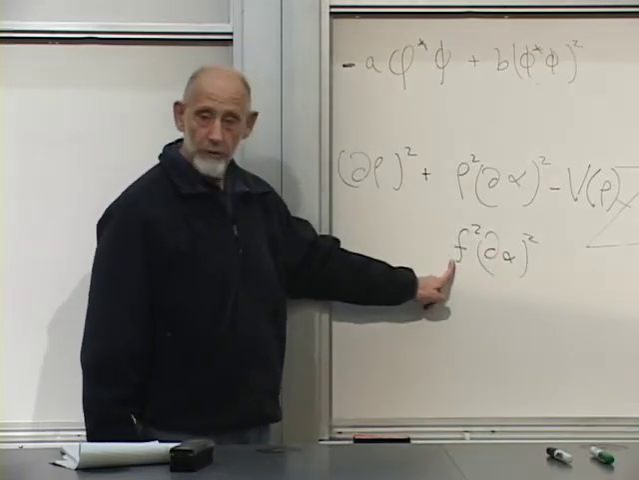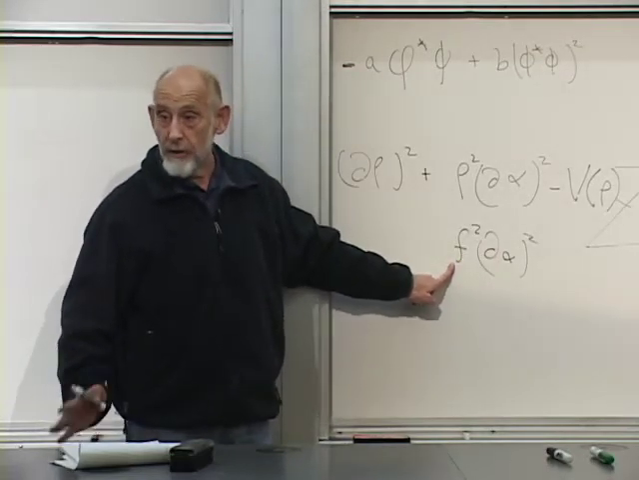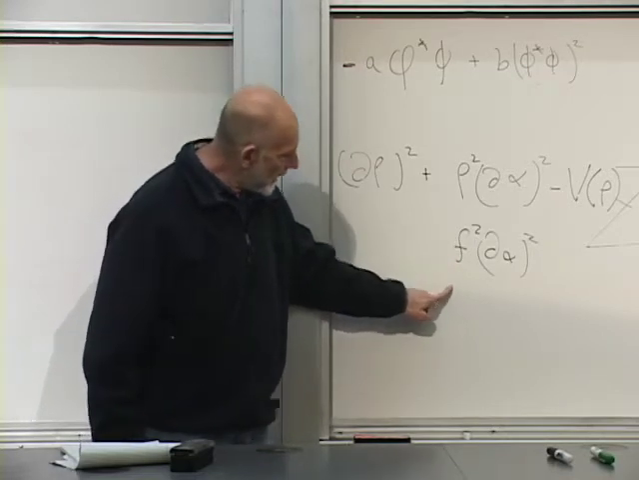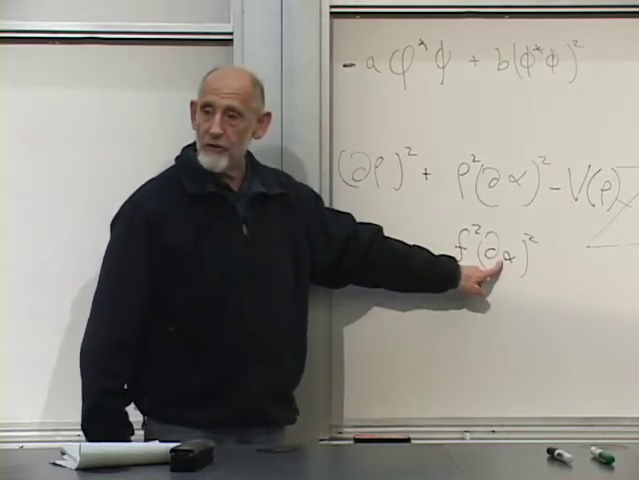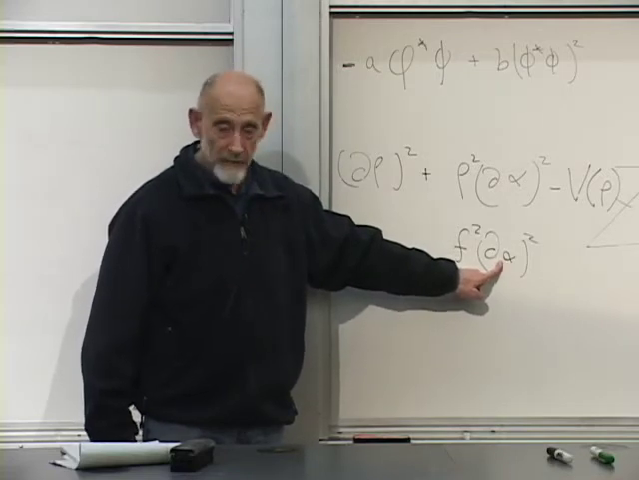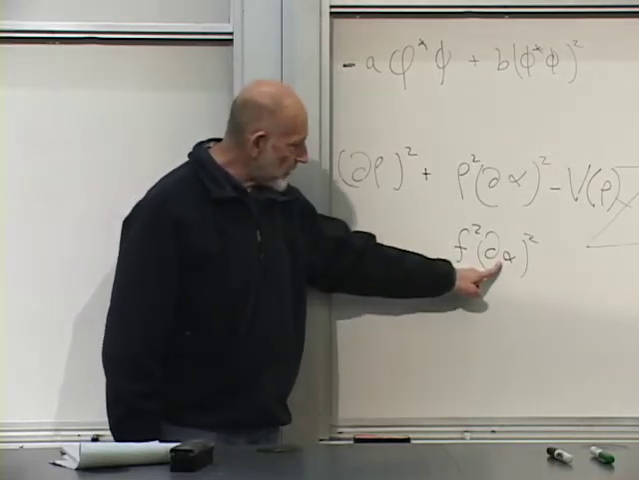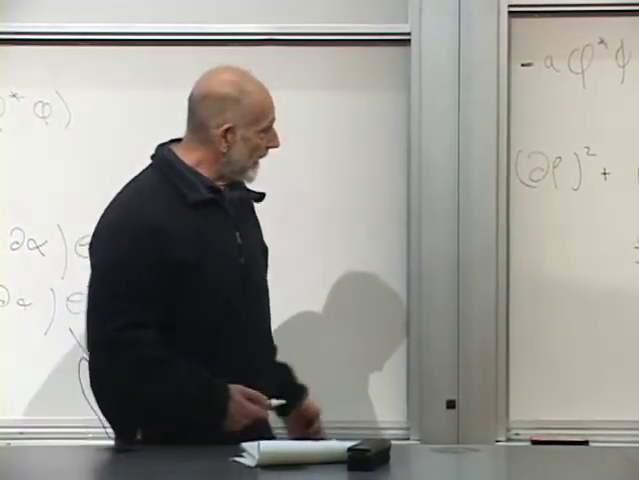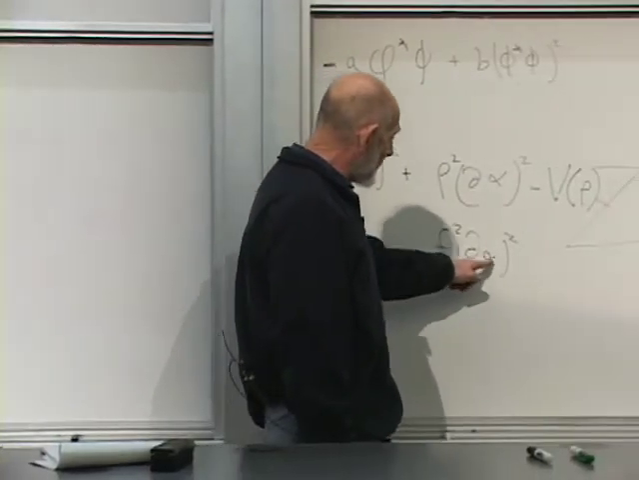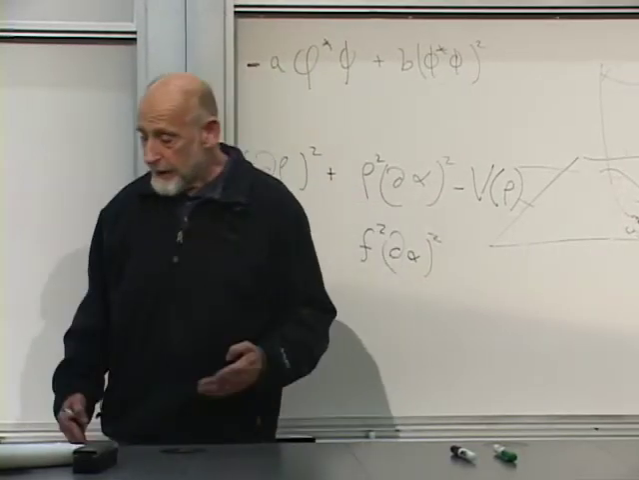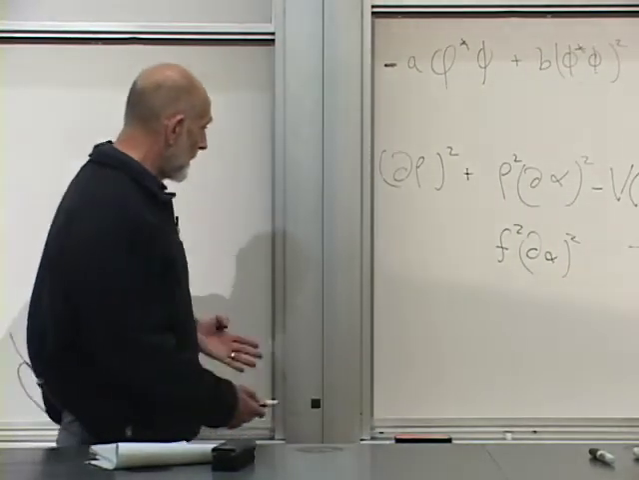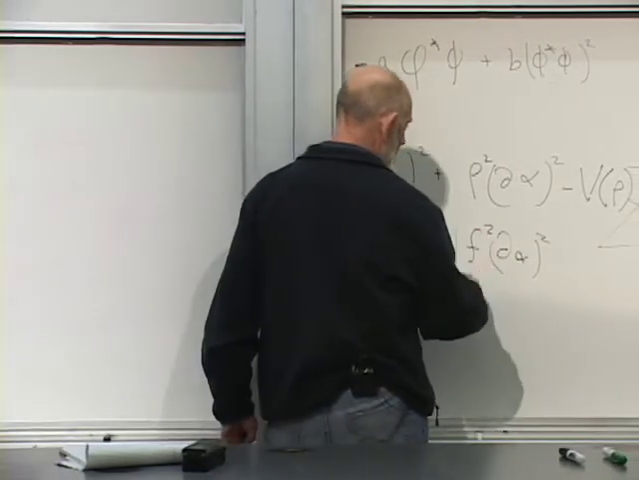What about this F? What do we do with this F? It's just a number. Remember, it's just a number. It's fixed. It doesn't vary from place to place. We can absorb it into the redefinition of alpha. We can say let F times alpha be a new field. What can we call it? We can call it beta. And this would just become the derivative of beta squared. That would be characteristic of a field with no mass. Right? So the F here, that's unimportant.